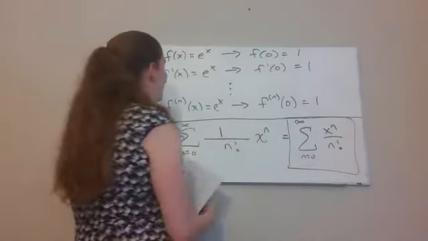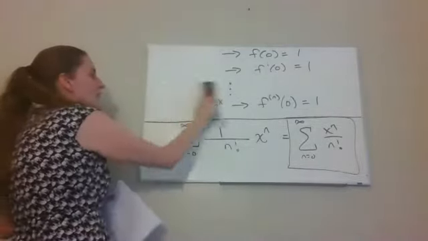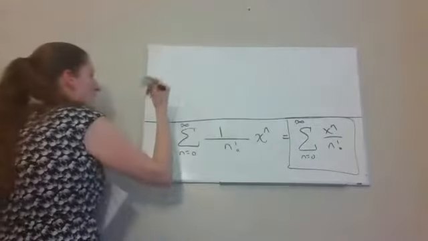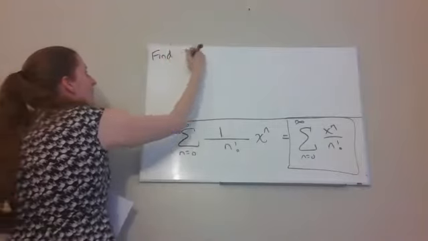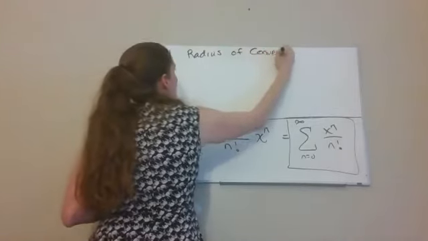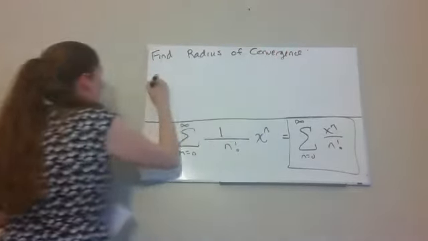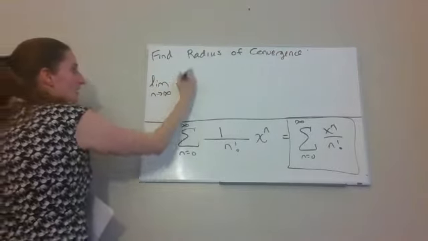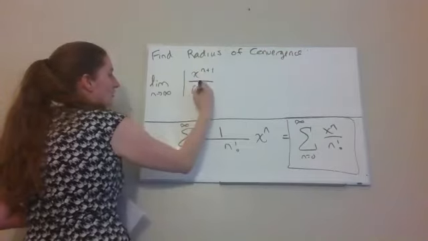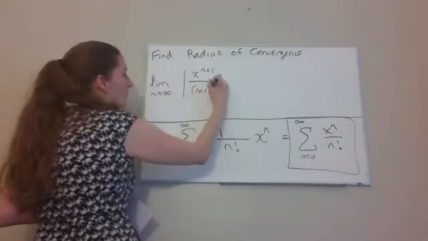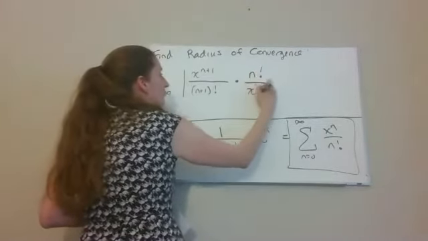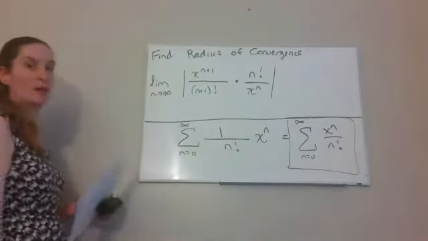Then to find the radius of convergence, we have to use our ratio test for absolute convergence. So find the radius of convergence by using that ratio test. We have to look at the limit as n goes to infinity of my series with an n+1 plugged into it, divided by my series with n plugged into it. And again, I'm going to write that as multiplying by the reciprocal. So I have to evaluate this limit.